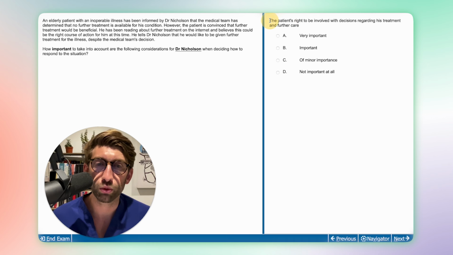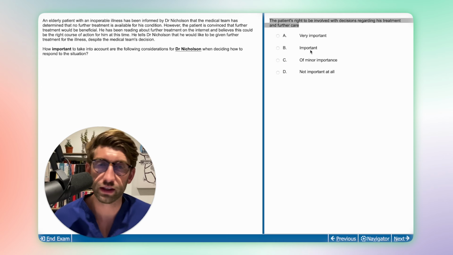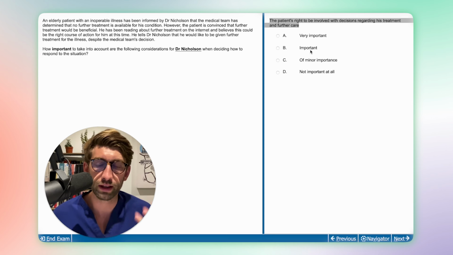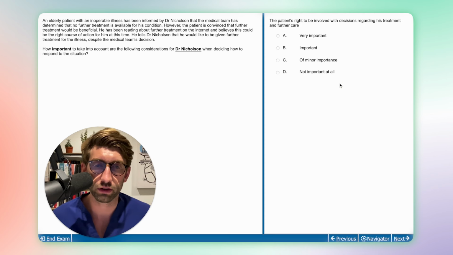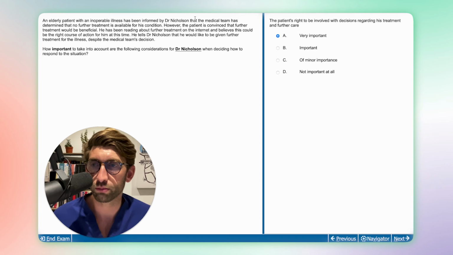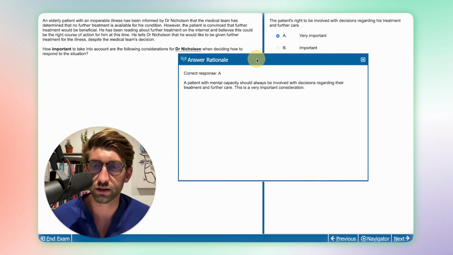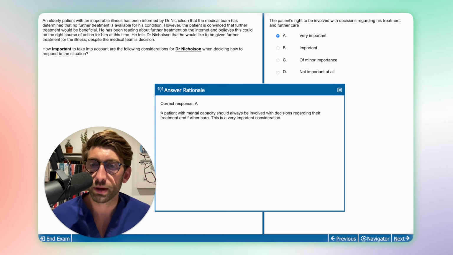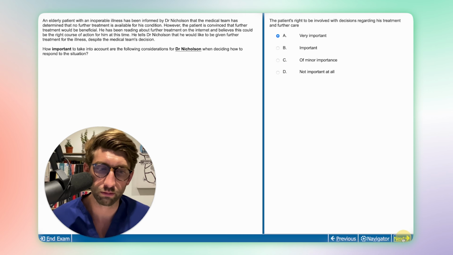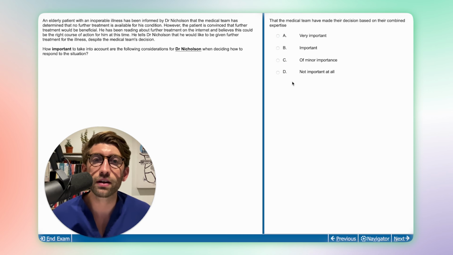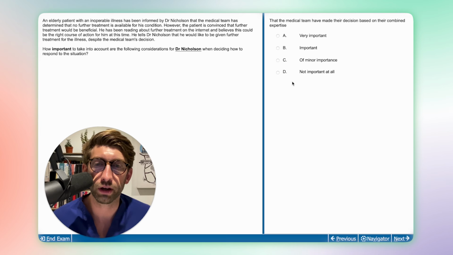So how important is the patient's right to be involved with decisions regarding this treatment and further care? Autonomy is one of the four pillars of ethics, and it's one of the fundamental foundational things that are important with the patient. So I'm going to say very important, because it's probably one of the most important factors to consider. And lo and behold, that's right: a patient with mental capacity should always be involved in decisions regarding their treatment and further care. This is a very important consideration. Yes, absolutely, very important. Next: that the medical team have made their decision based on their combined expertise.